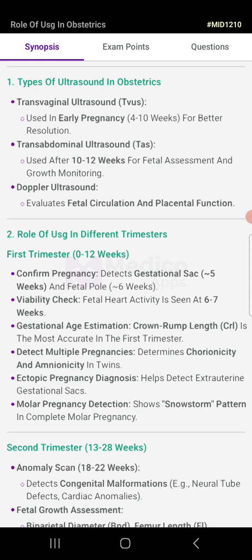Role of ultrasound in the different trimesters. First trimester, 0 to 12 weeks. Confirmation of pregnancy: detects the gestational sac at 5 weeks and the fetal pole at 6 weeks. Viability check: fetal heart activity is seen at 6 to 7 weeks.